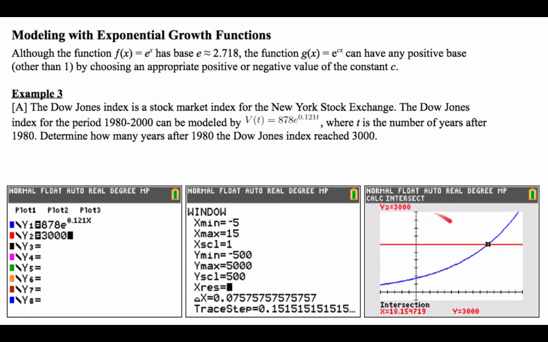And then I've shown you how to find the intersection of two curves, two equations. And when you did that, as you could see right there, it comes out to 10.15. So my answer is it took 10.15 years after 1980 for the Dow Jones Index to reach 3000.